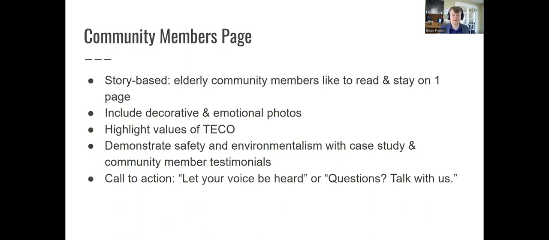Call to action in here too would also be appropriate in the form of something like let your voice be heard, where they can maybe write their own testimonial, or something like questions, talk with us. Then they have a way of contacting somebody from TECO to answer any questions that they may need and feel comfortable there.